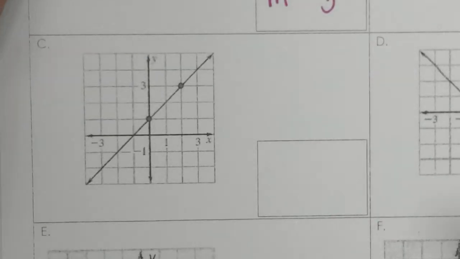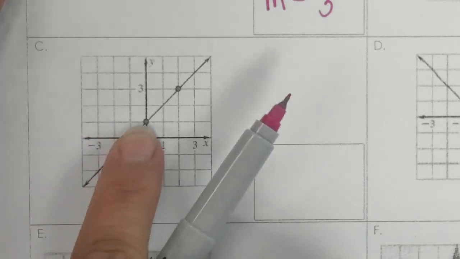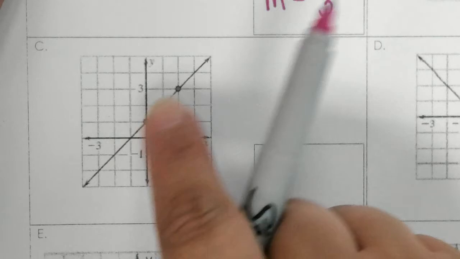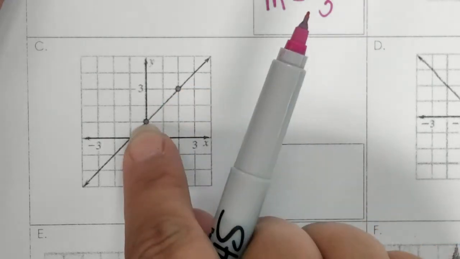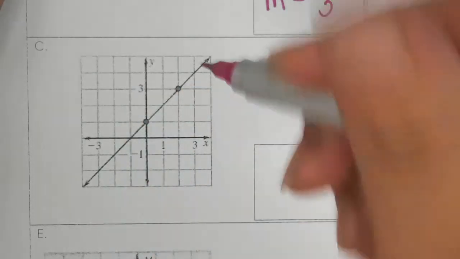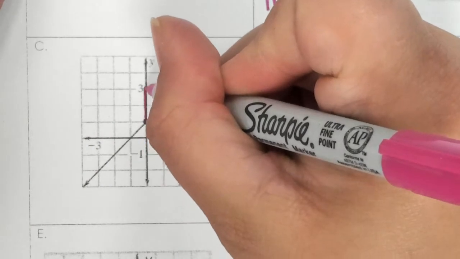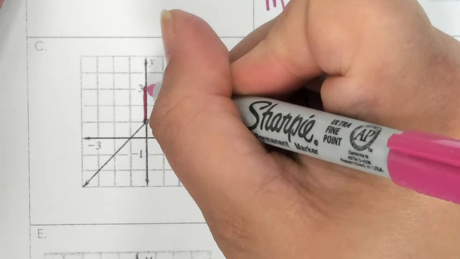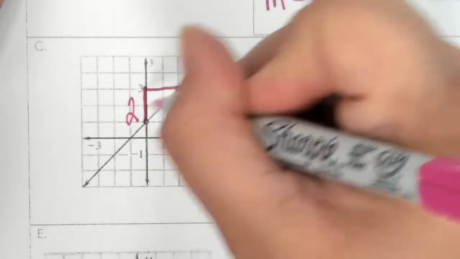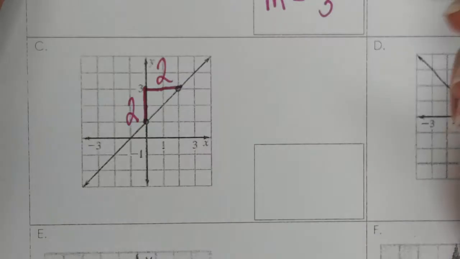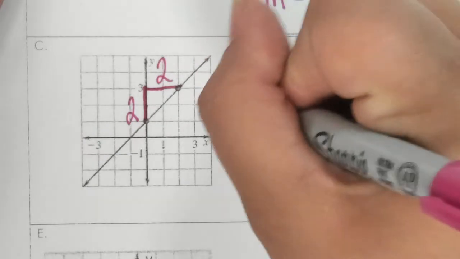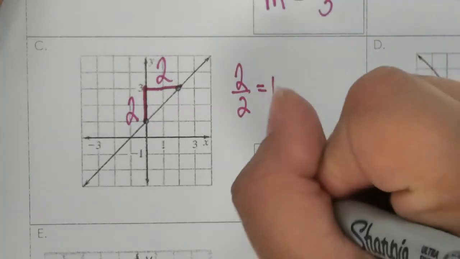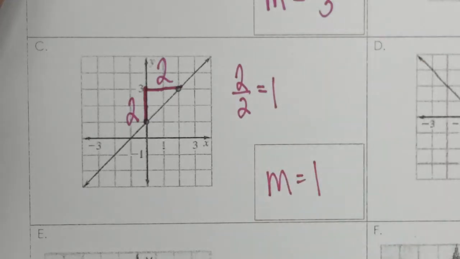For letter C, we find the most left point, so this is this point here. We figure out, how do we get to here? Do we rise or do we fall? And we have to rise. And then we run. So rise is a positive, 1, 2. Run is a positive, which is 2. And 2 divided by 2 is 1. And I would reduce that one. So I would keep it 1.